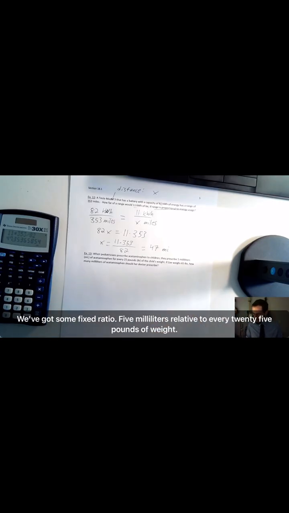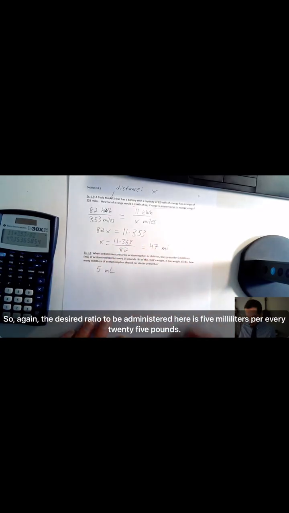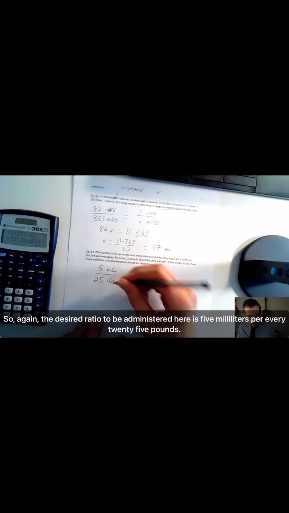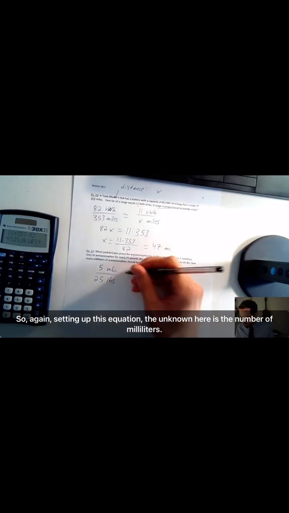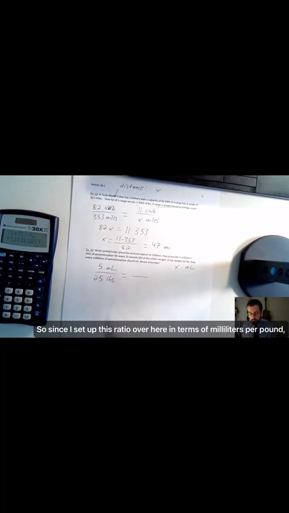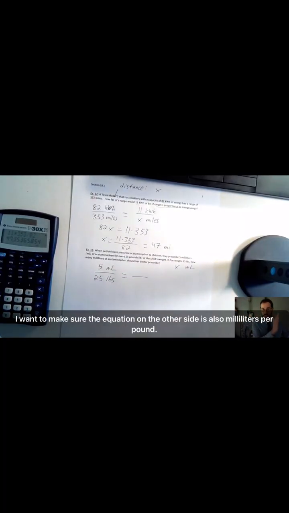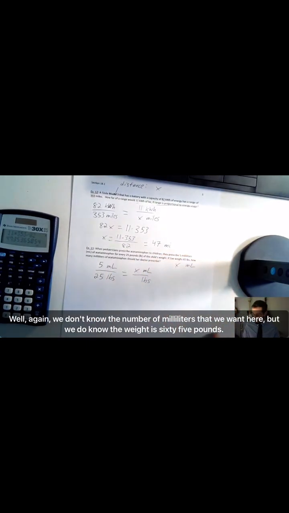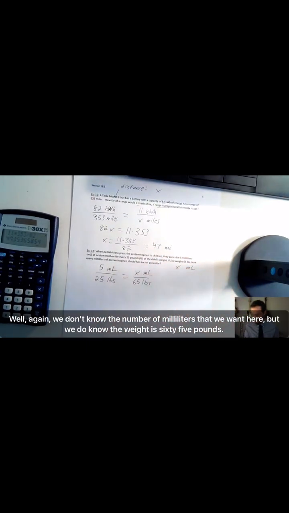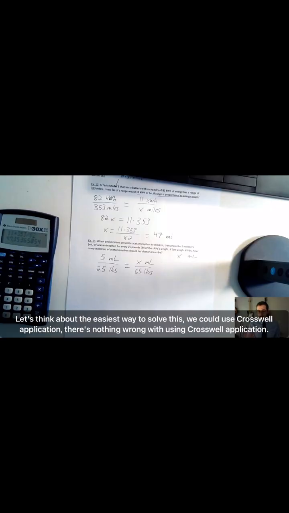We've got some fixed ratio, 5 milliliters relative to every 25 pounds of weight. So the desired ratio to be administered here is 5 milliliters per every 25 pounds. That is the known ratio that we have. The thing we're trying to find is the X milliliters that we want to give to Zoe. Setting up this equation, the unknown is the number of milliliters. Since I set up this ratio in terms of milliliters per pound, I want to make sure the other side of the equation is also milliliters per pound. We don't know the number of milliliters, but we do know the weight is 65 pounds.